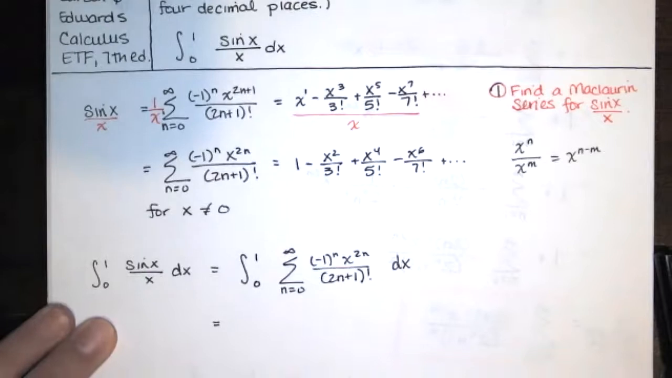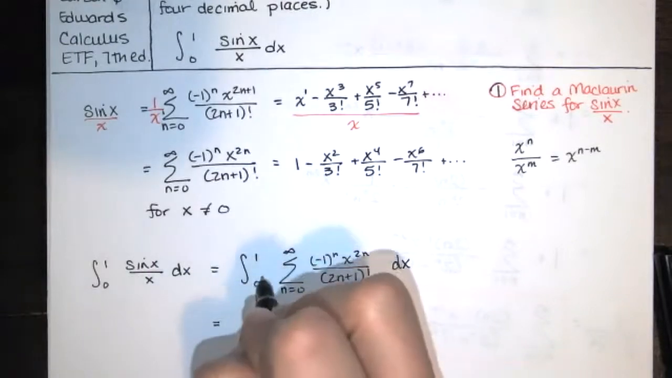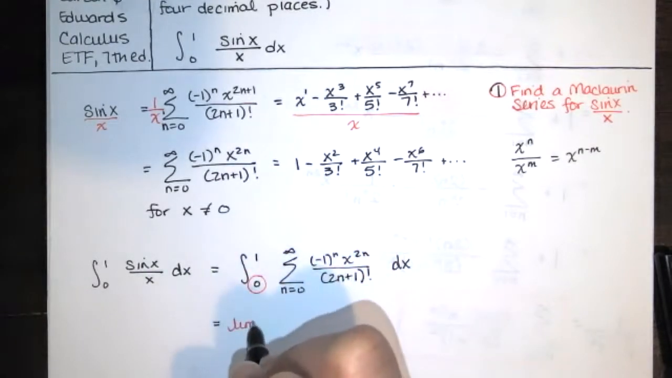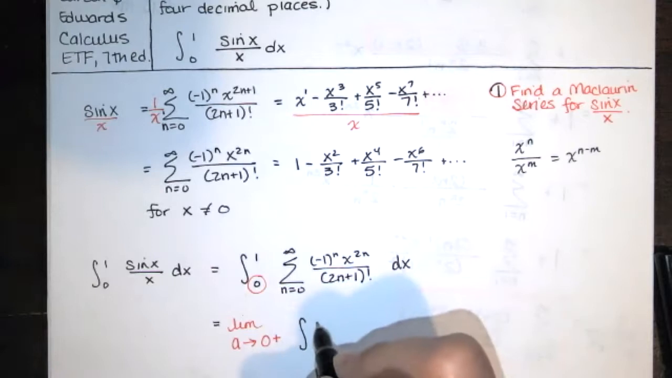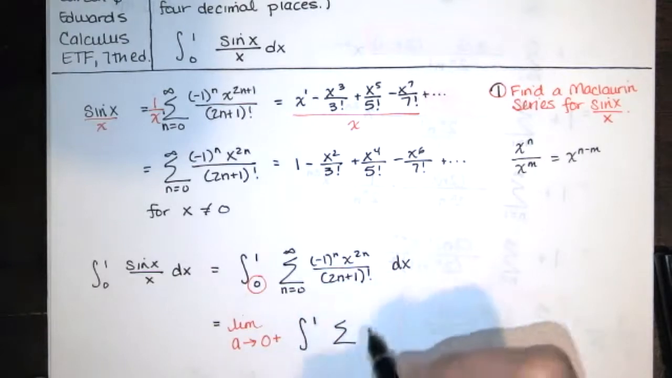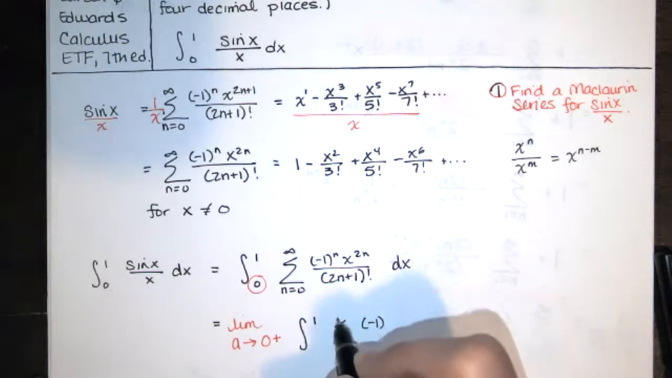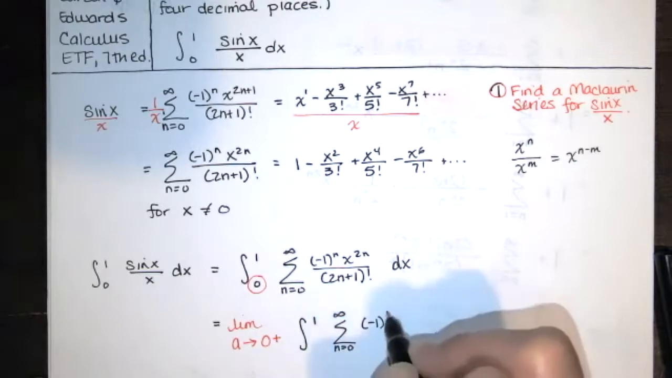Let's do it the right way. I was going to take a shortcut. I probably shouldn't. Let's take the limit as a approaches 0 from the right of the integral from a to 1 of this infinite series.